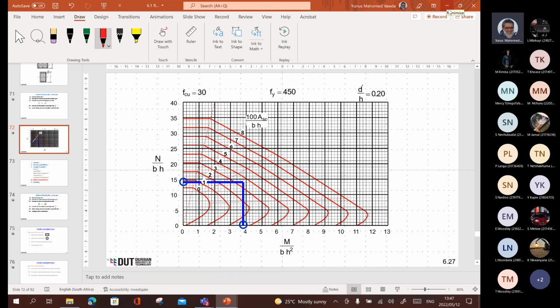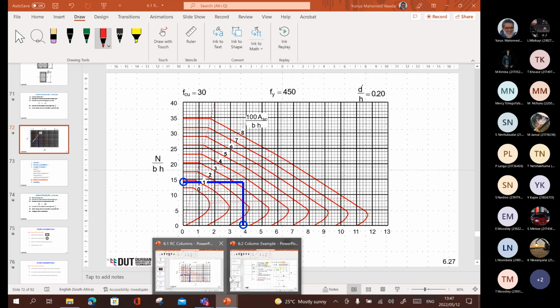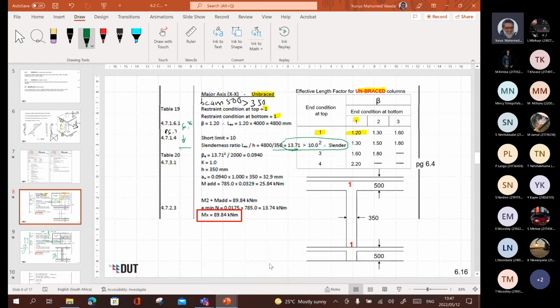What we're going to do now is move on to the example. We come back to the example, and the second part of the example was finding the additional moments. So, where are we? Sorry. Where is example 6.2? I had it somewhere, I don't know.